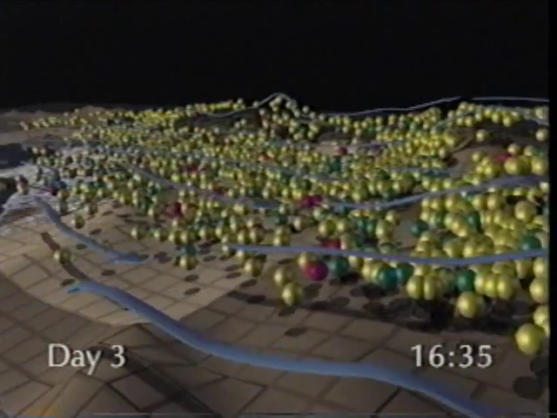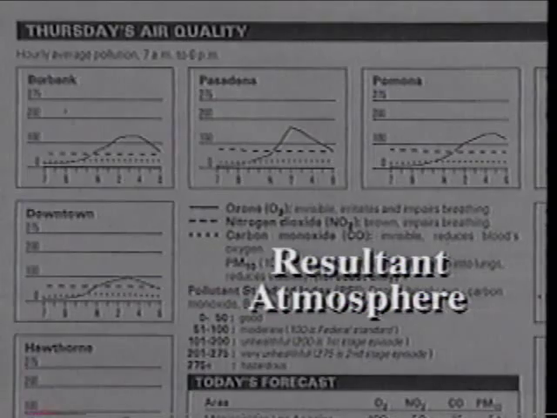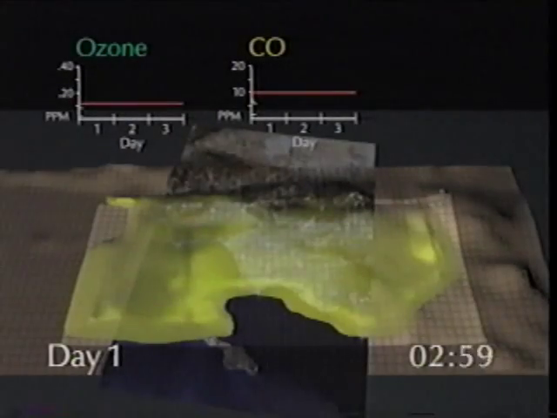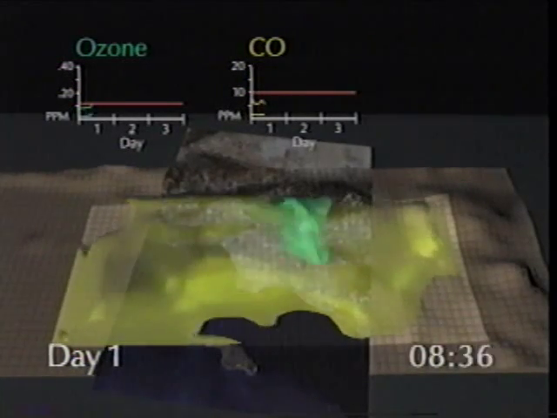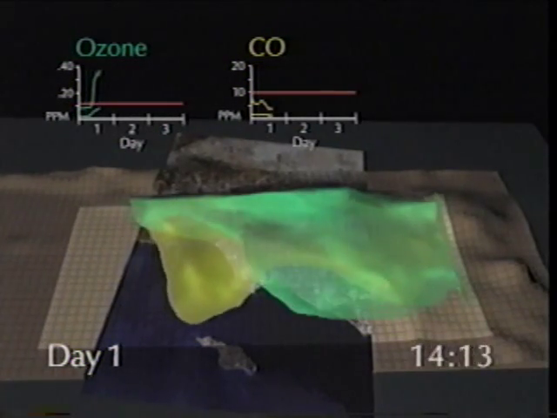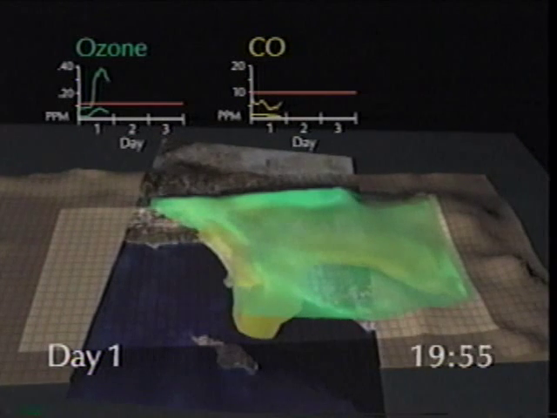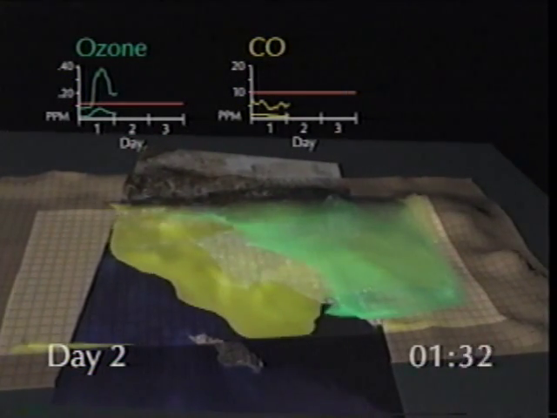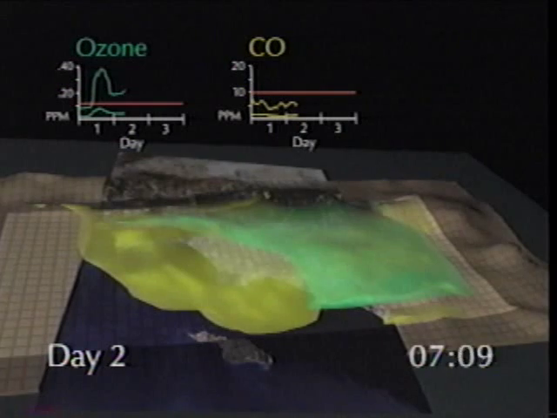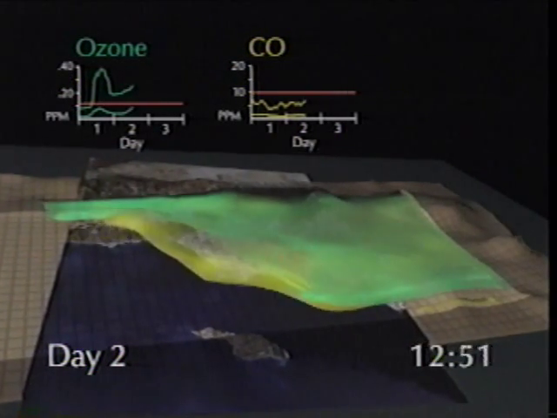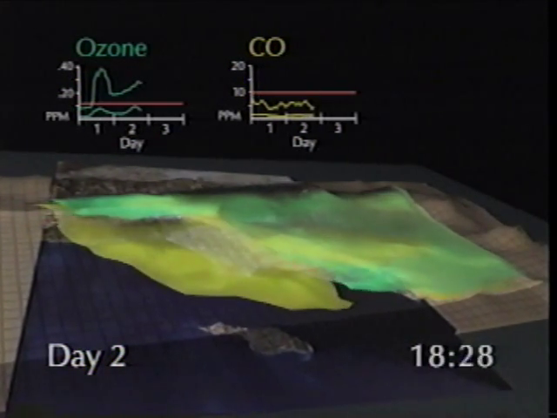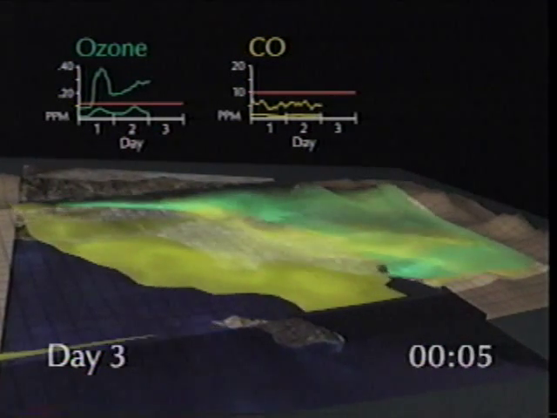Weather conditions can cause the air to become trapped in the basin. Trapped organic gases and nitrogen oxides react in the presence of sunlight to form ozone. This air pollution model is used to display the resulting atmosphere. The invisible ozone is represented as a green cloud. Concentrations peak in the afternoon downwind of the heavily populated areas. Carbon monoxide, represented as a yellow cloud, peaks during rush hour in the downtown area.